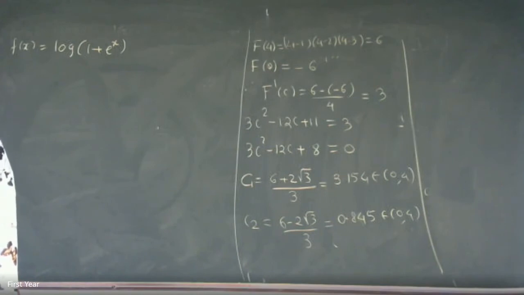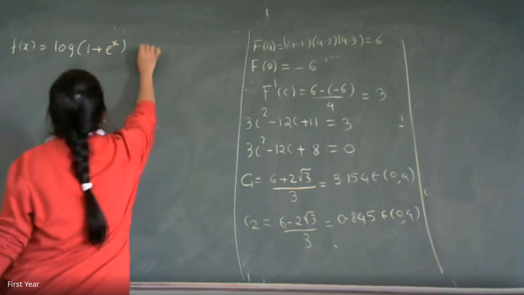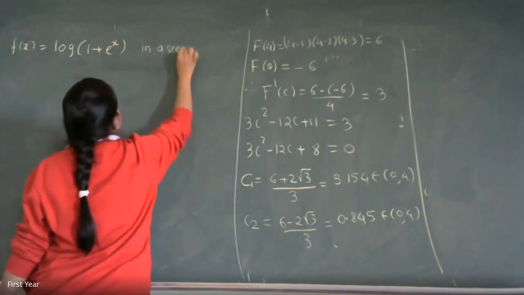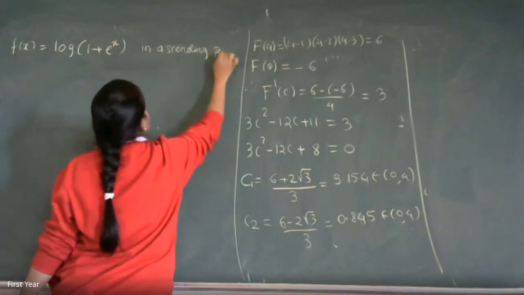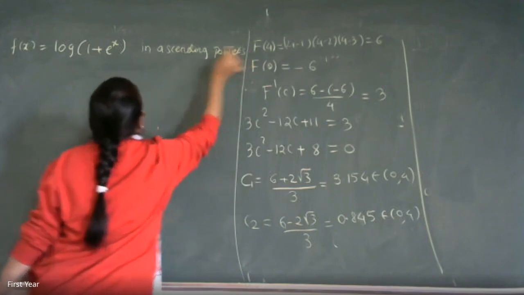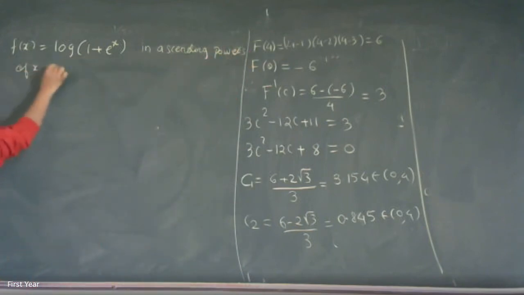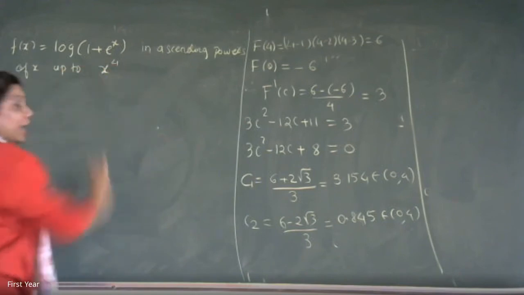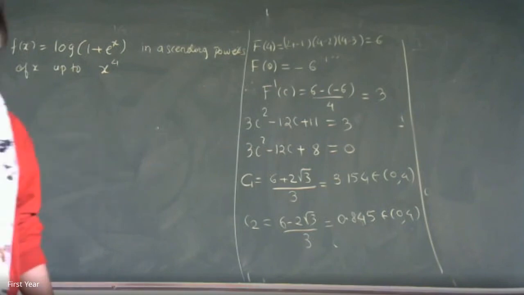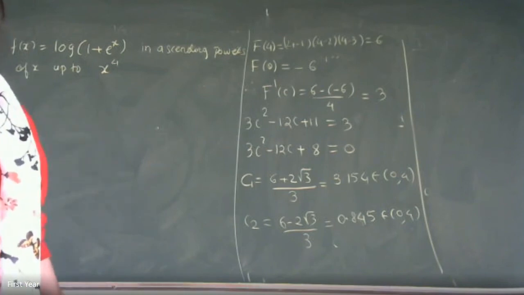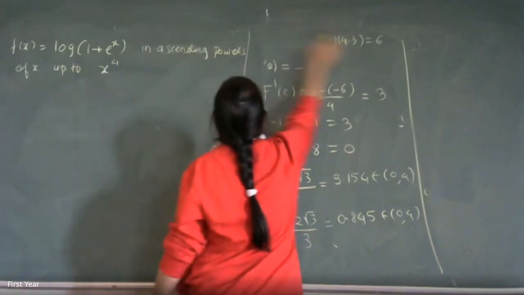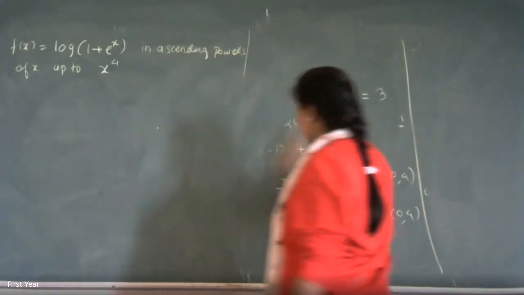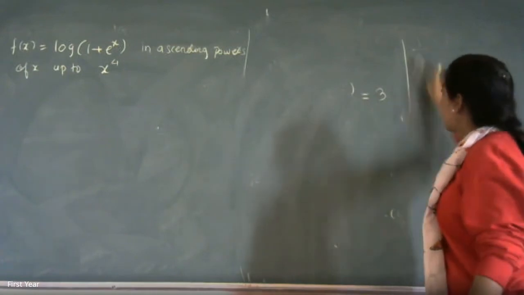Using Maclaurin series, expand f of x is equal to log of 1 plus e raised to x in ascending powers of x, up to x raised to 4. Is this clear? Now they have given directly which formula to use also. So for that, first of all, you should recollect what is the formula and write it down.